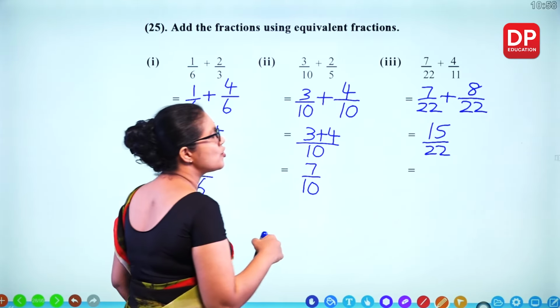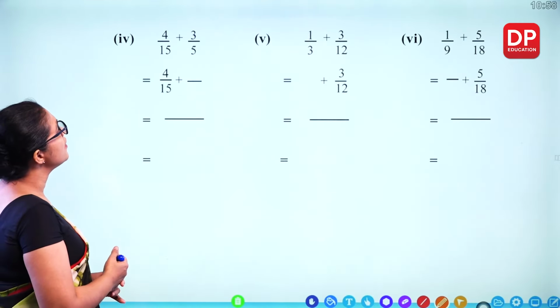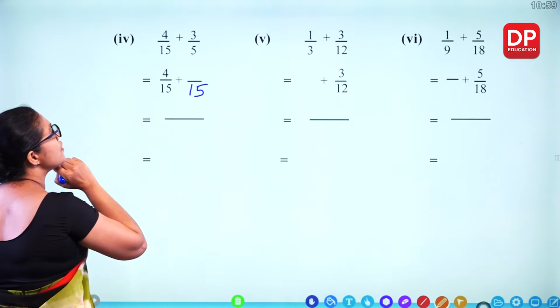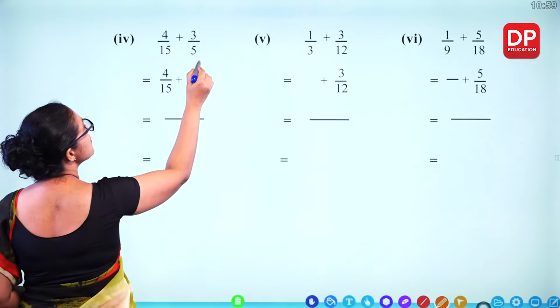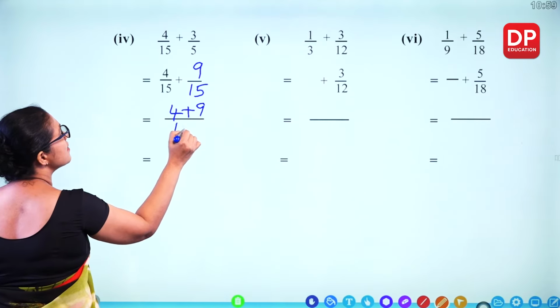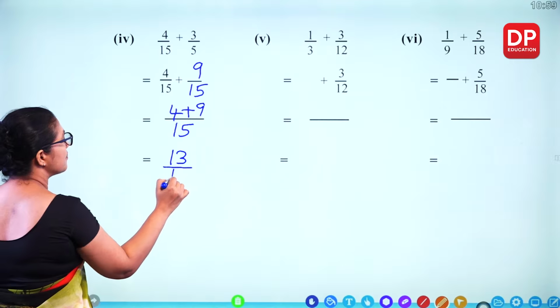So 15 over 22 is the answer. This one, convert. 5 is the denominator, so you have to convert to 15. Multiply by 3. 3 times 3, 9. Now add the numerators. 9 plus 4, 13.